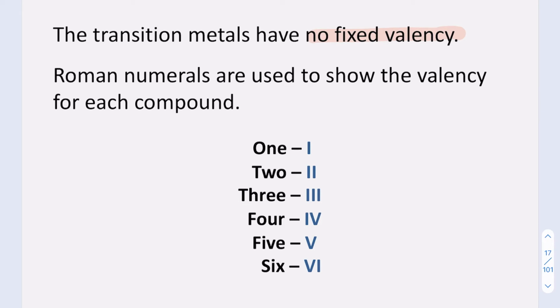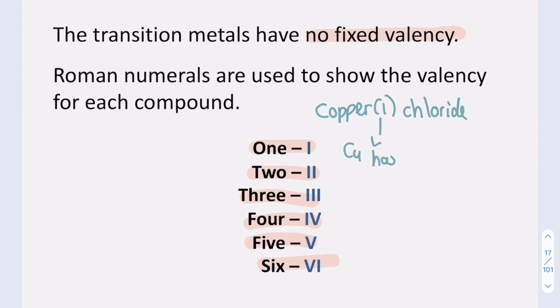Basically, for transition metals, we have a Roman numeral after the metal in brackets to tell us what the valency is. So again, here's your Roman numerals 1, 2, 3, 4, 5 and 6. So for example, copper chloride would be this, and that little number 1 in Roman numerals tells me that copper, so Cu, has a valency of 1. And you would use that in your swap and drop.